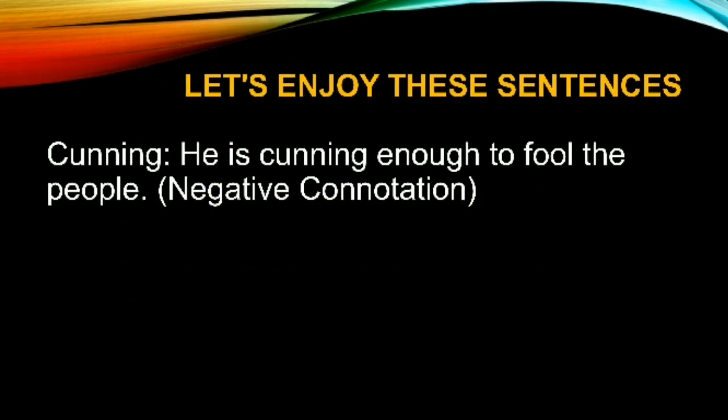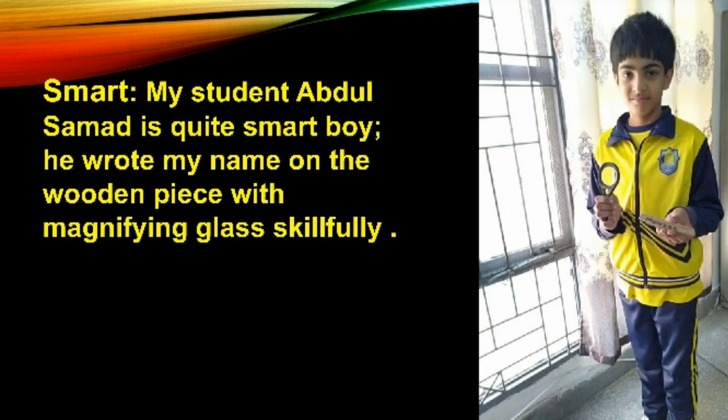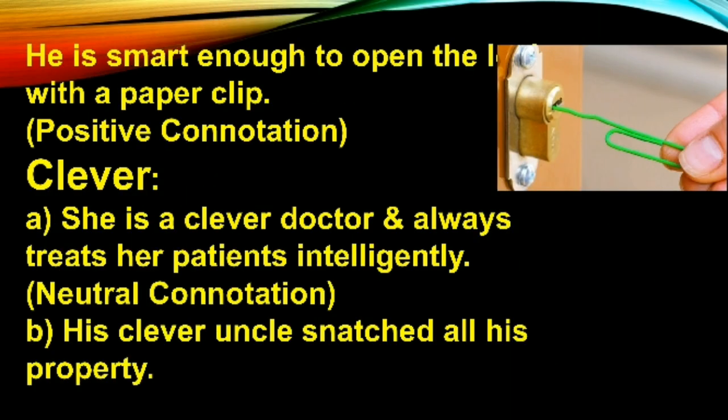Let's enjoy the example sentences. Cunning. He is cunning enough to fool the people. Which connotation is there? Negative connotation. Smart. My student Abdul Samad is quite a smart boy. Skillfully he wrote my name on the wooden piece with a magnifying glass. Thank you Abdul Samad. He is smart enough to open the lock with a paper clip. Which connotation? Smart has a positive connotation.